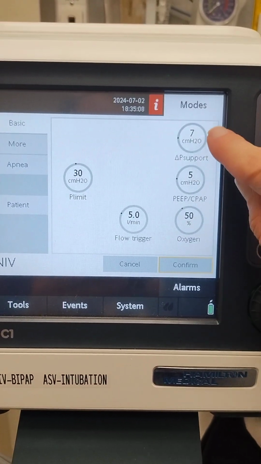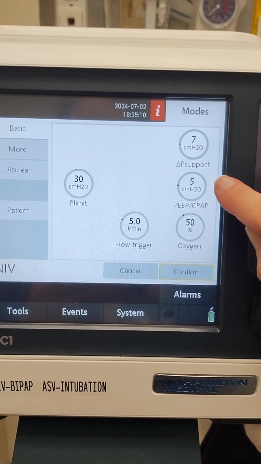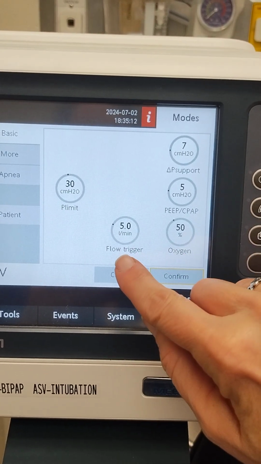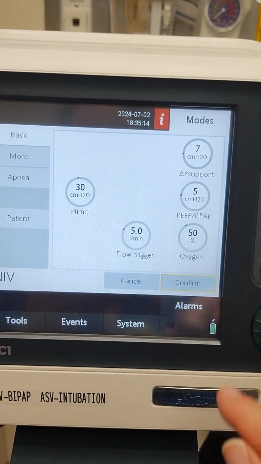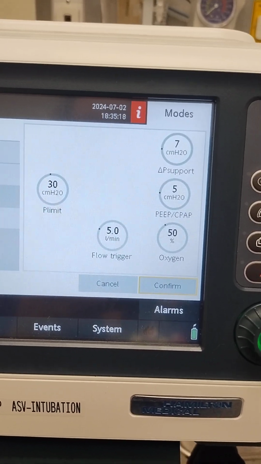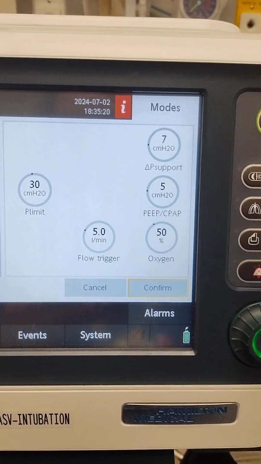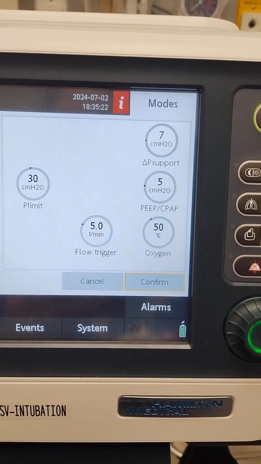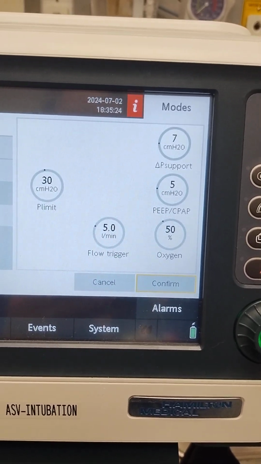With this, you've got a pressure support and a PEEP, your FiO2, your flow trigger, and a pressure limit. However, you don't have a backup rate or an inspiratory time. So this is also an acceptable way to deliver non-invasive ventilation.